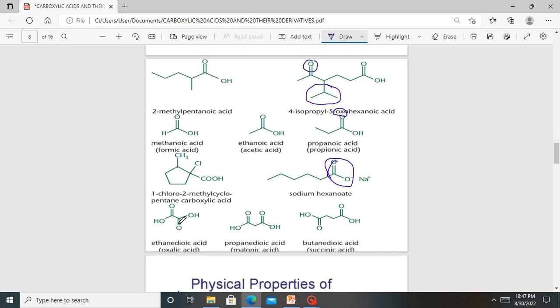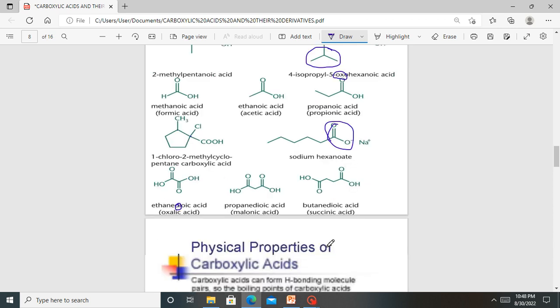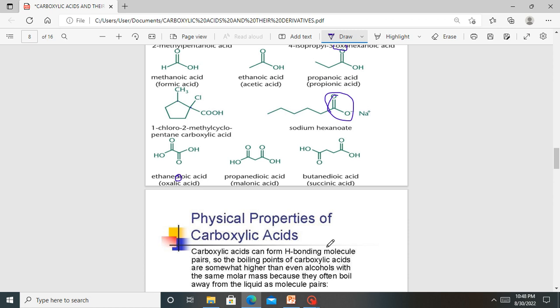Let's look at this one too. Here it has two carboxylic acids present. So it becomes ethane dioic acid, or commonly called oxalic acid. So it is ethane because it has 2 carbons. Ethane di means that it has 2 of the carboxylic acid. We have propane dioic acid. We have butane dioic acid. And these are their common names. You have oxalic acid, malonic acid, then succinic acid as their common names. Now let's look at the physical properties of carboxylic acids.